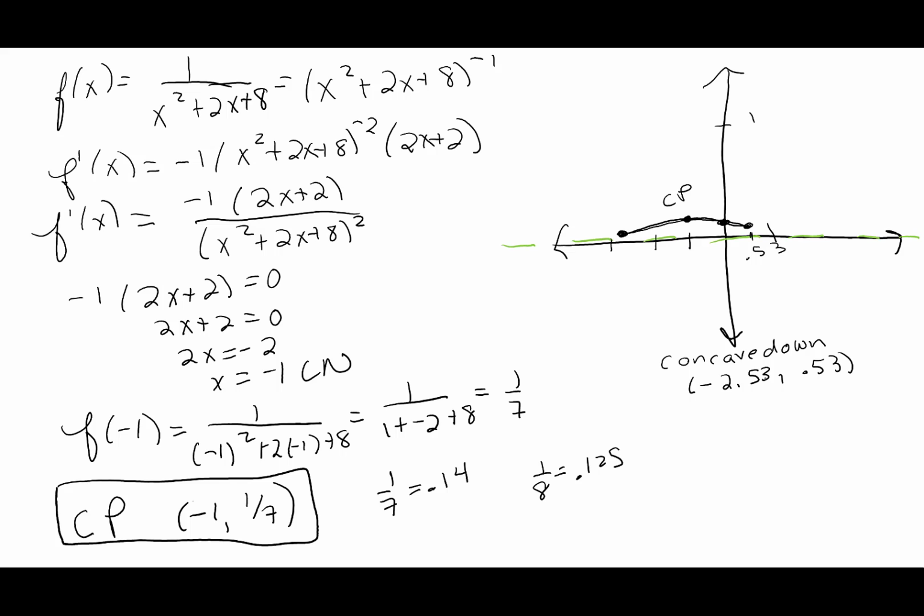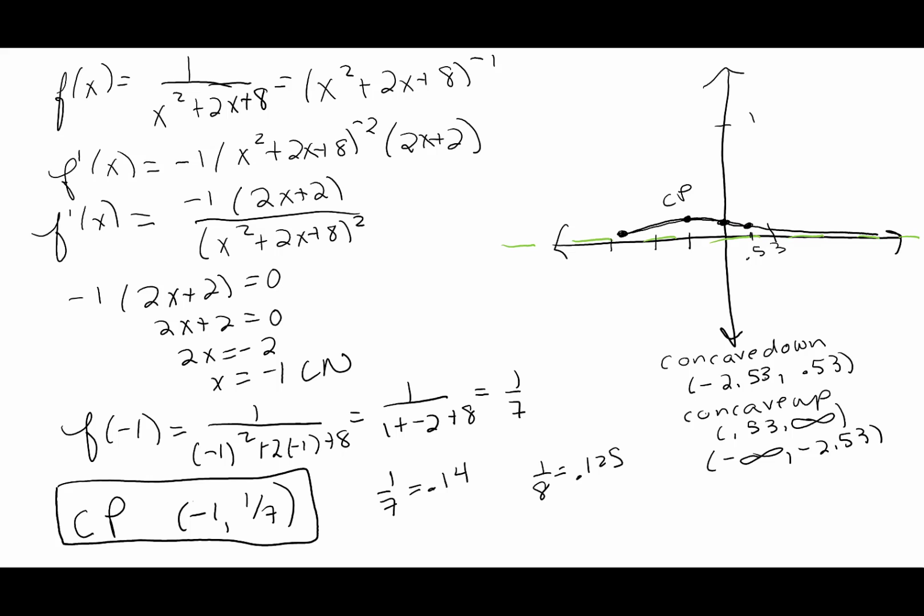What's going to happen when it reaches the inflection points? It has to change concavity. So down will change to up. So it's going to be up, but as it goes up, it needs to run along the asymptote. So this is concave up from 0.53 to infinity, and from negative infinity to negative 2.53.